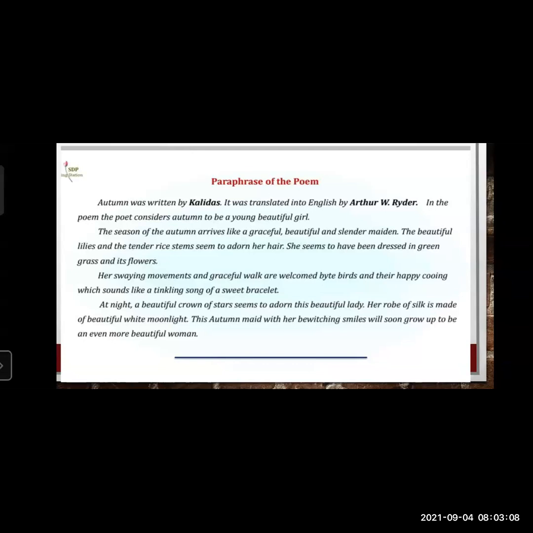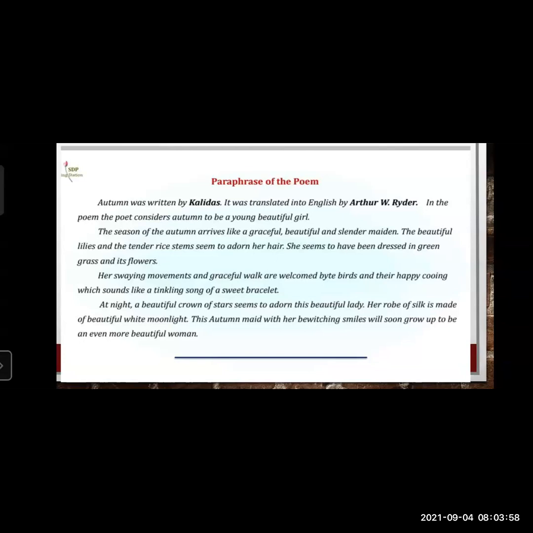The autumn season also wears the beautiful flowers of lilies, and it looks like a rose in her hair. She seems to be dressed in green grass and its flowers. It looks like green grass. The dress worn by the autumn season is made of green grass, and it is also decorated with beautiful flowers of many colors. Means there are a lot of flowers that we can see here in the autumn season. The beauty of the flowers is spreading everywhere. So the poet is directly saying that this is like the dress of the autumn season, which is made of green grass and decorated with flowers.